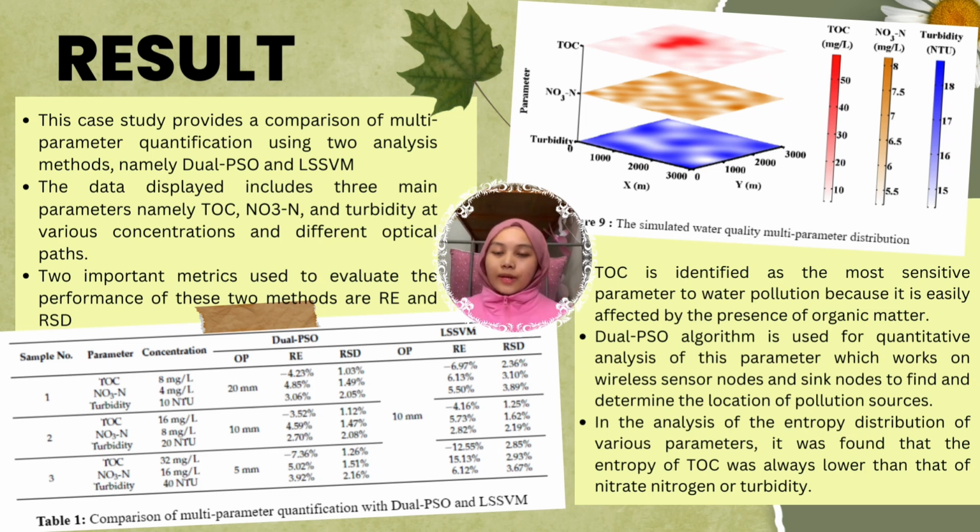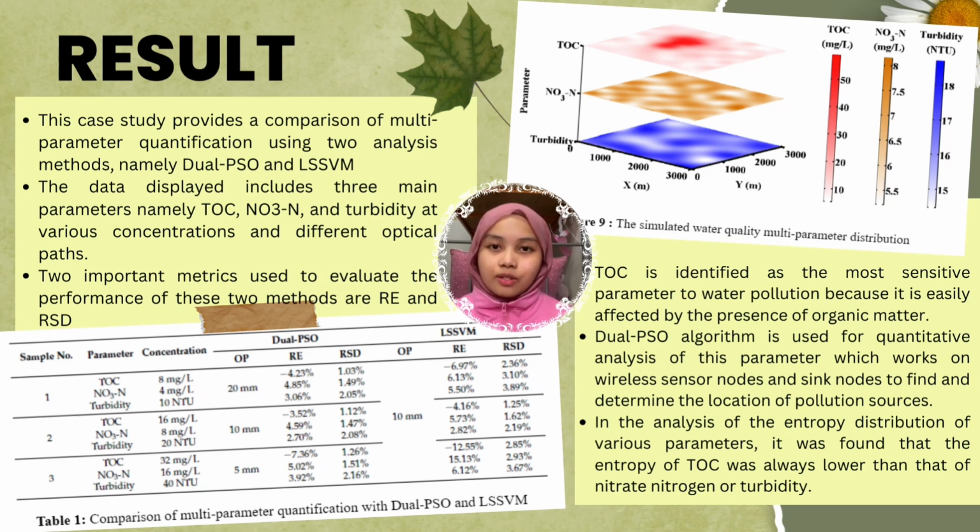Okay, this case study provides a comparison of multi-parameter quantification using two analysis methods, namely dual PSO, particle swarm optimization, and LSSVM, least square support vector machine. The data displayed in table 1 includes three main parameters, namely TOC, total organic carbon, NO3-N, nitrate nitrogen, and turbidity at various concentrations and different optical paths. There are two important metrics used to evaluate the performance of these two methods: relative error, RE, and relative standard deviation, which is RSD. Okay, so now let's move to the next.